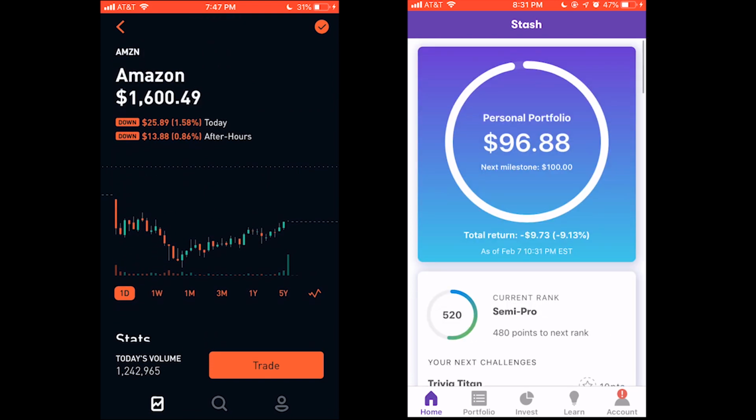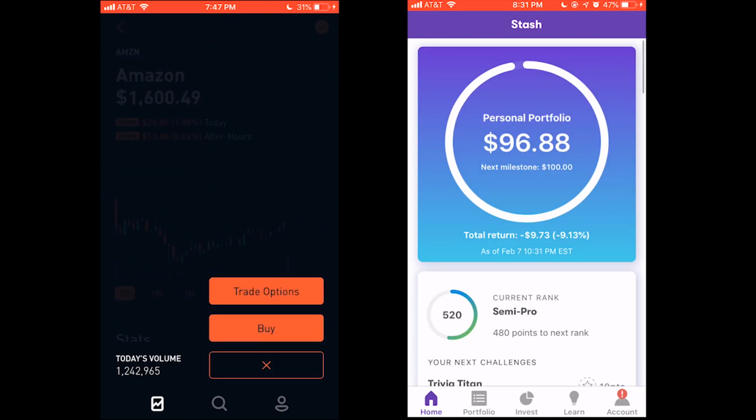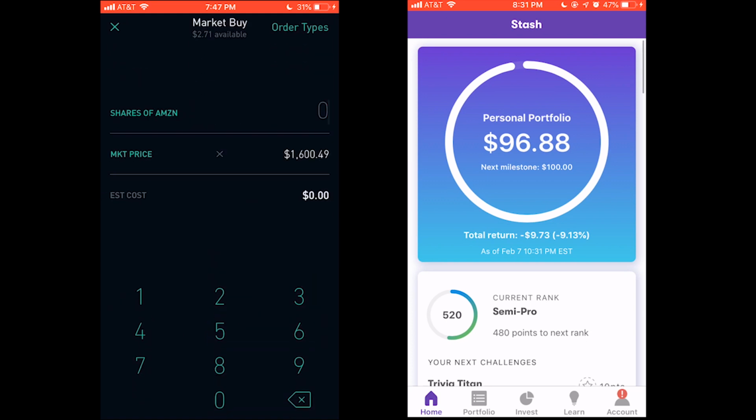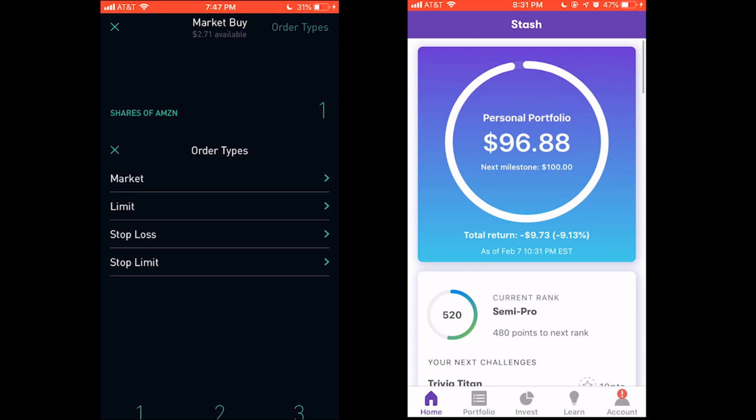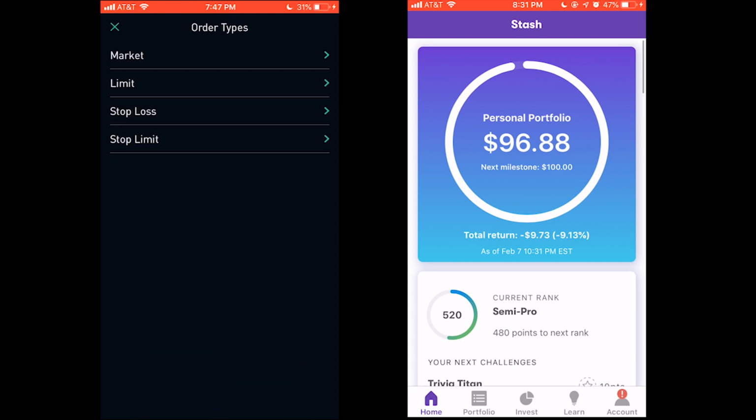Okay, let's hit trade. And here is the big difference. We can do a lot of different trades on Robinhood. So let's buy for now. We can only buy full shares, but we have a lot of options for buying. We can do market, limit, stop loss, stop limit.